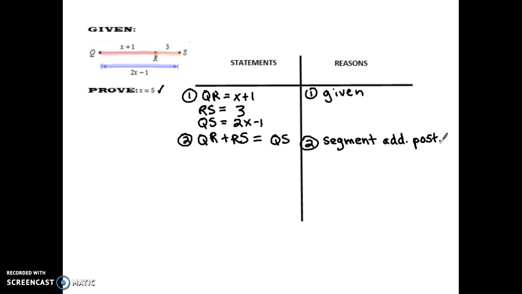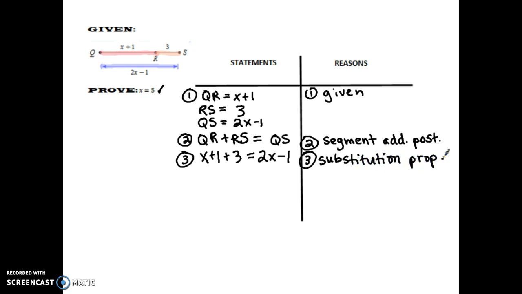What would be a next logical thing to do if I eventually need to solve for a number? Put the numbers in. That's right. If I know these values, can I put them into this equation? What do we call that when we replace the numbers? Substitution. All right, very good. So QR is x plus 1. RS is 3. And I know QS is 2x minus 1. And I just used the substitution property to replace those known values for those letter names.